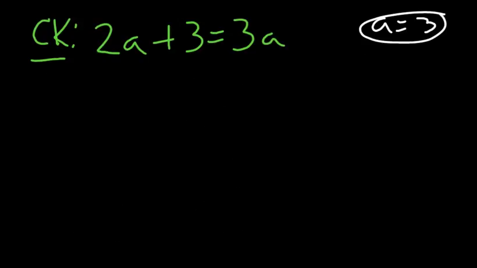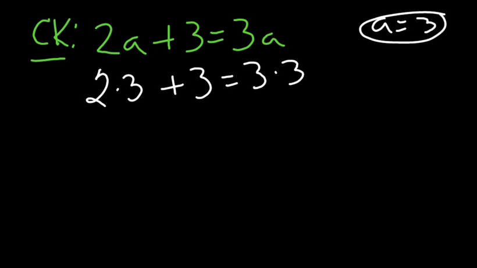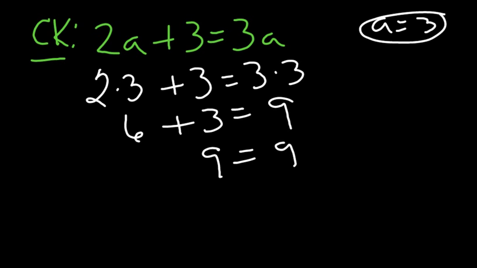Okay, remember we got 3 for a, so let's check and see if that's really right. Okay, so we're going to put 3 in for a. 2 times 3 plus 3 equals 3 times 3. Well, 2 times 3 is 6. 3 times 3 is 9. 6 plus 3 is 9. 9 equals 9. That checks beautifully.